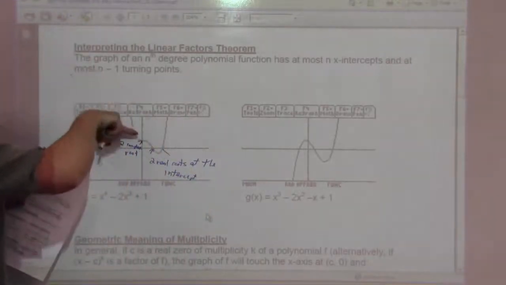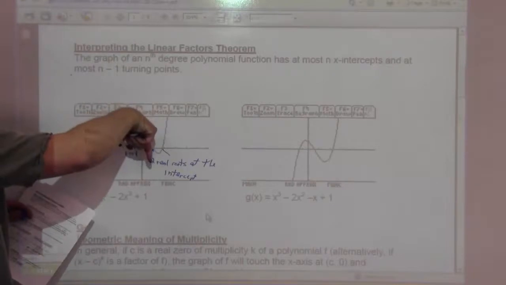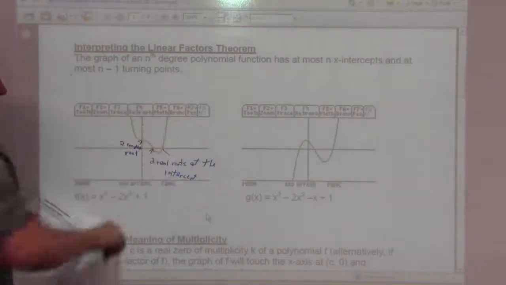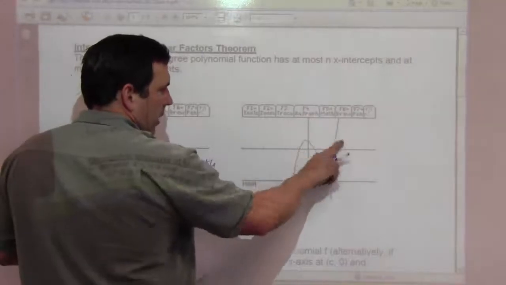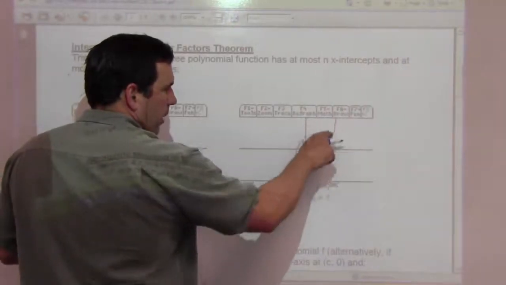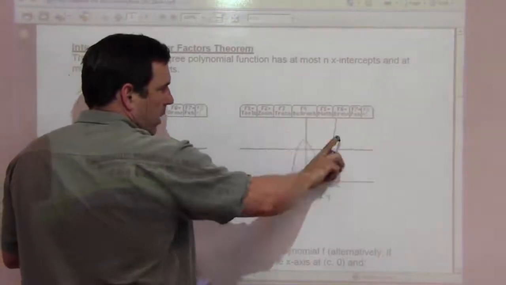Plus it goes down, up, so that's one turning point, then down again, two turning points, and up, three turning points. Here's a cubic. It goes up, then down, then up, so it has three zeros and turns once, twice.